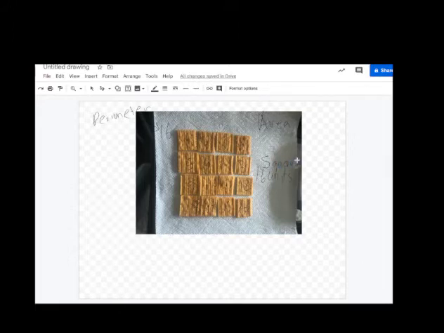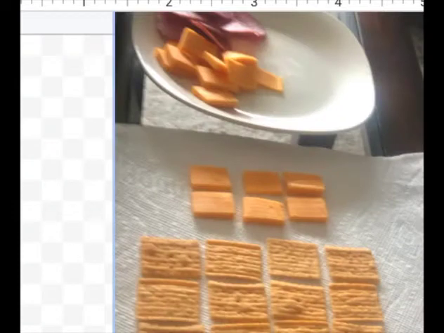Ha, ha, ha. And you probably thought that was just some picture I found. No, that was my lunch. So I thought I'd show you the cheese now.